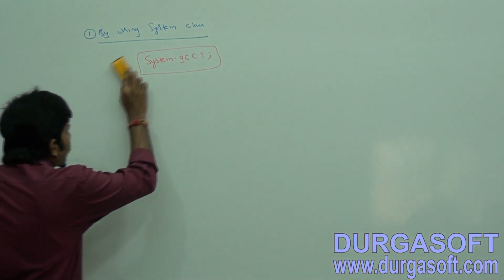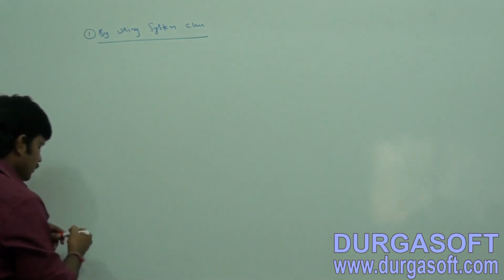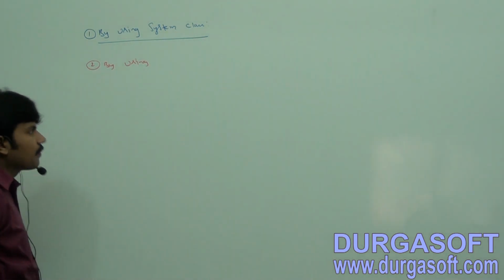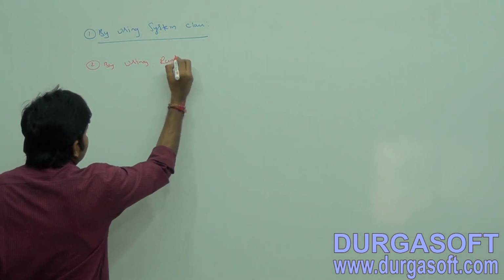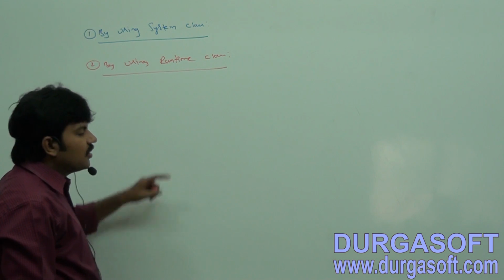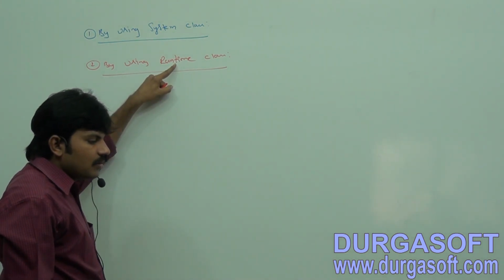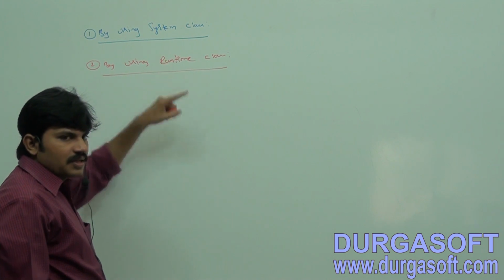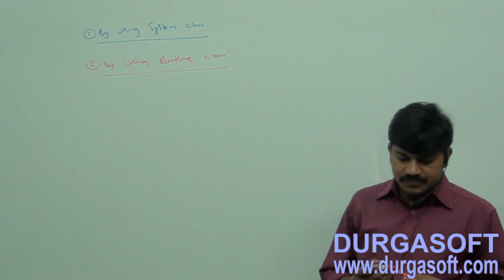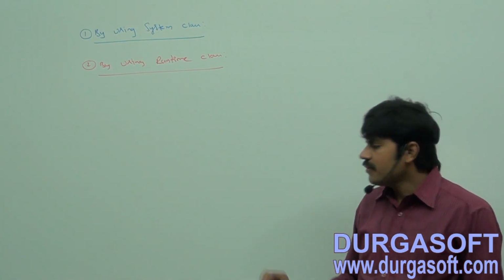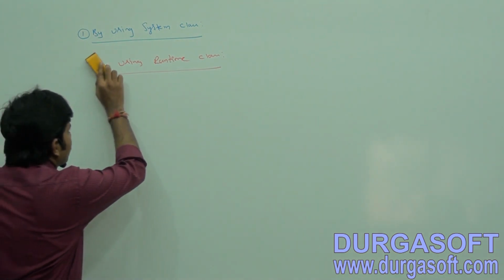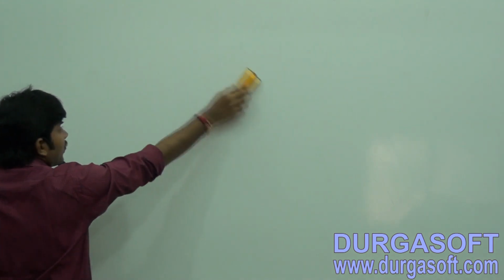Okay. Now here, just observe. Second one, by using Runtime class. Is the R small or capital? Capital R. Runtime, by using Runtime class. Make sure. Completed, right? Okay. How can we use Runtime class?